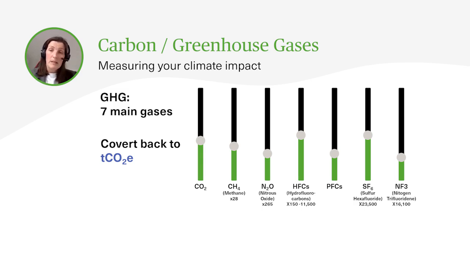Now, when the measurement was being developed, the predominant one of these gases was carbon dioxide. It was well over 60%. So it was determined that carbon dioxide, CO2, would be the base measure. Therefore, when we're talking about dealing with greenhouse gases, we tend to boil everything back down to an equivalent ton of CO2. So that's why we refer to carbon.